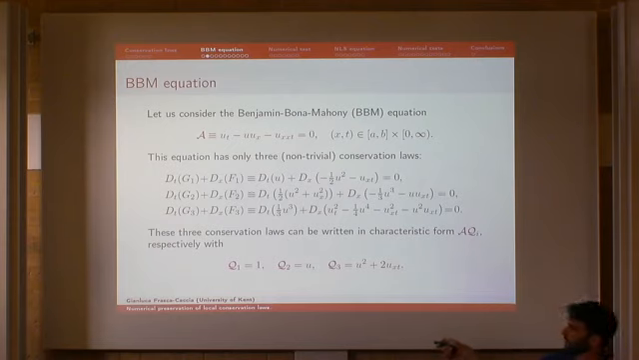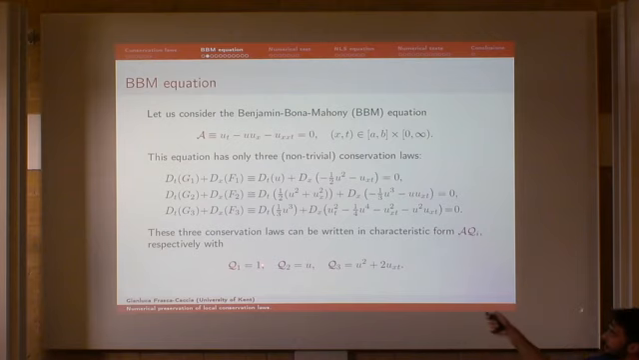And all of these three can be written in characteristic form, and the three characteristics are these three. You can see that the first one is just one. This means that basically the first conservation law is the equation itself. It's just written in conservation form. The other two instead depend on u and the derivatives.